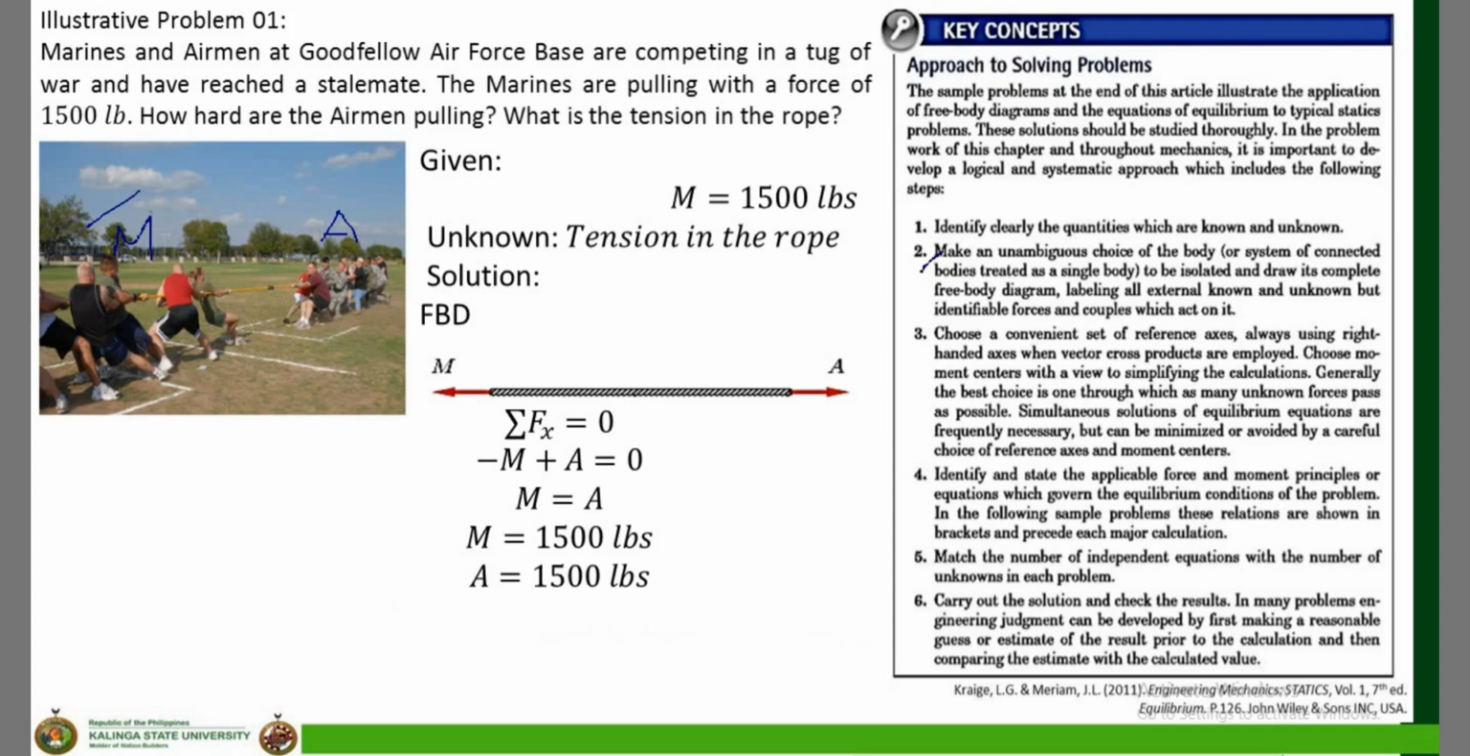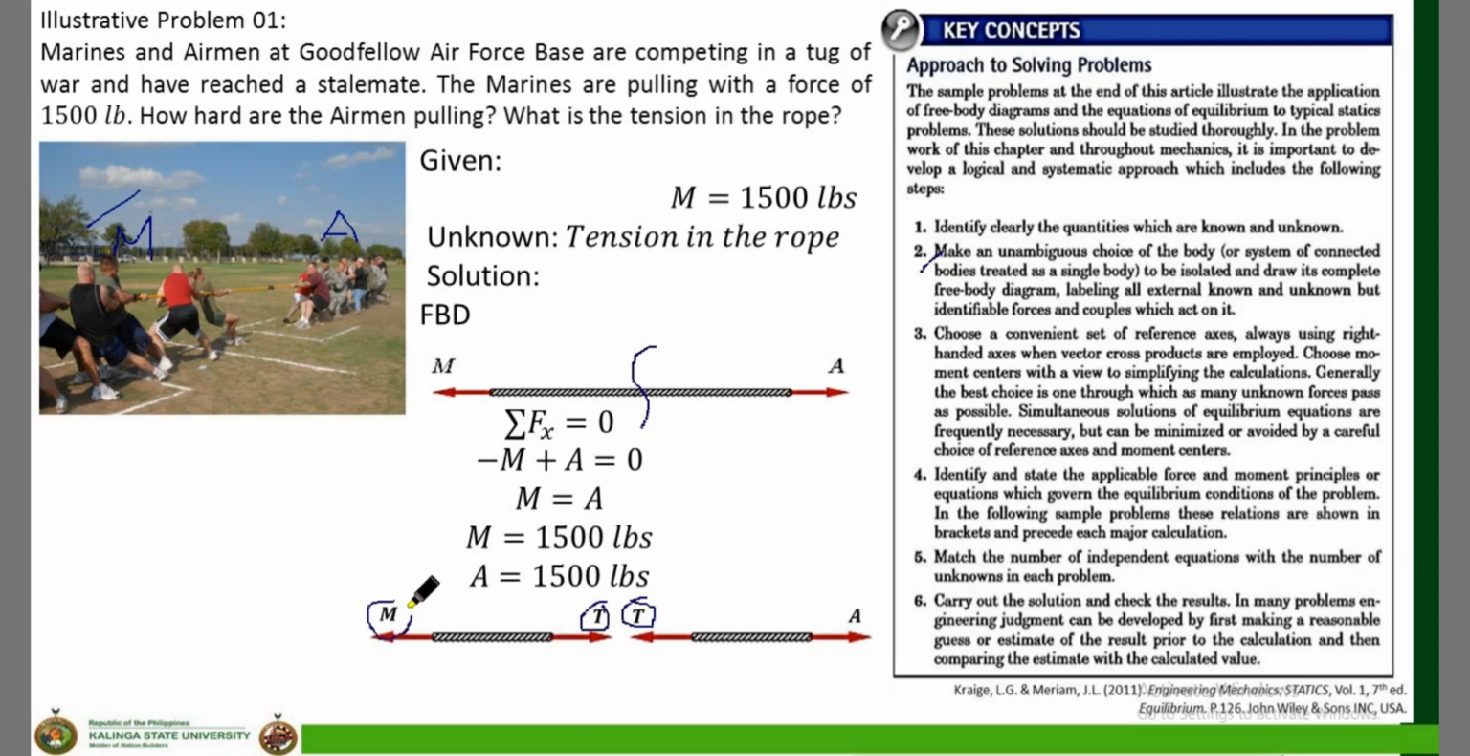Okay? Now, what is being asked in the problem is not M and not A, but the tension in the rope. So to get the tension, I go back to step 2. And in step 2, make an unambiguous choice of the body to be isolated. So to get the tension, I draw another free body diagram, and it will look like this. And what is this?